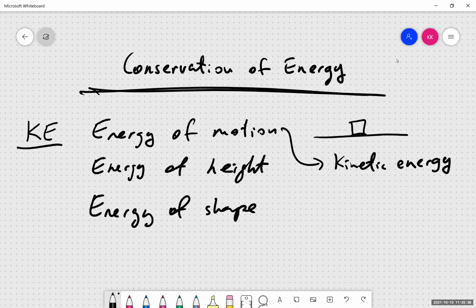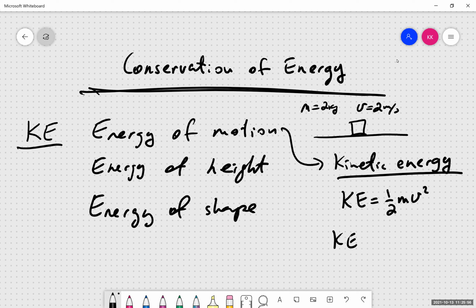Right, so kinetic energy is written as KE. This is equal to 1/2 times the object's mass times its speed squared. For example, if you have an object that has a mass of 2 kilograms and is moving at a speed of 2 meters per second, then kinetic energy will be 1/2 times 2 kilograms times 2 meters per second squared. So then this kinetic energy will be 4 joules, because the twos cancel out and then you have 2 squared. That means you have an energy of 4 joules.